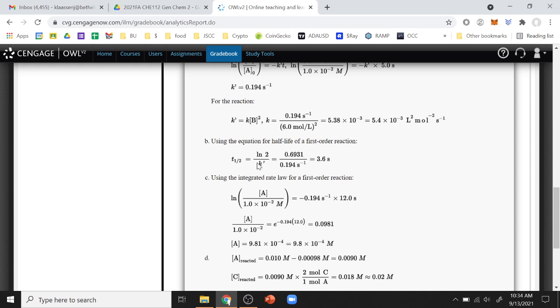Okay, so if we're first order, the time 1/2, half-life, equals natural log of 2 divided by our K prime, because we want it to be pseudo-first order, okay? Is everybody understanding why I'm saying pseudo-first order? We got rid of the term for the constant, B, which would have made the entire thing third order, right? And we're only left with A, which is first order. That's the trick we're playing to simplify everything.